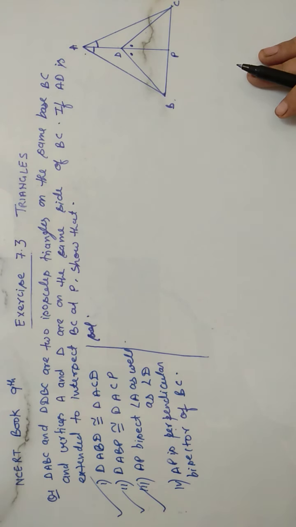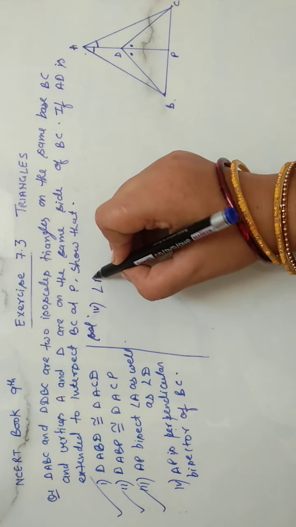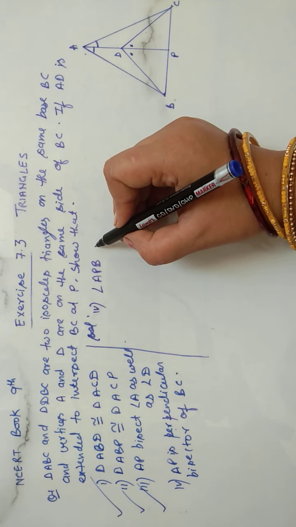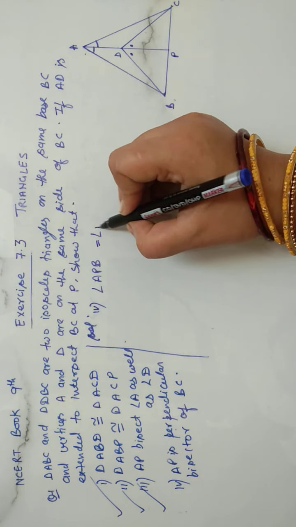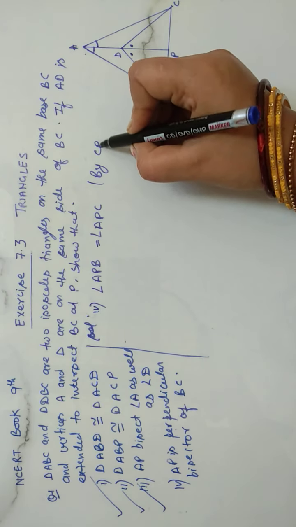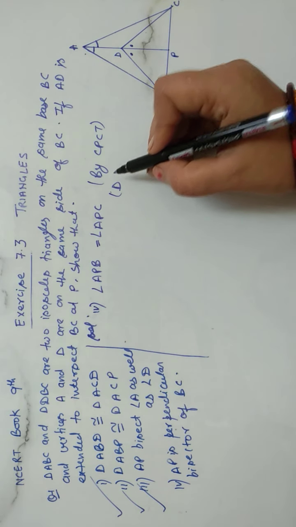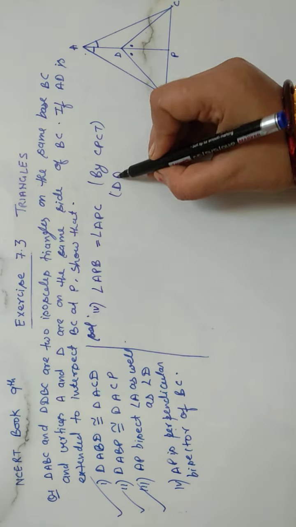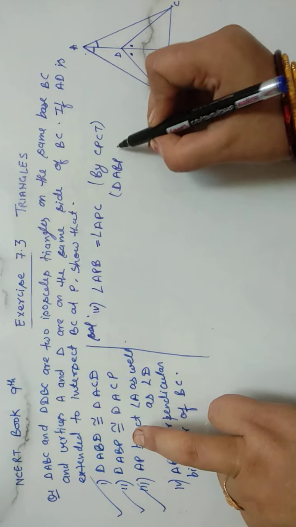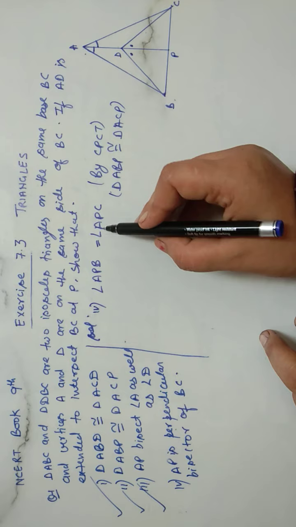So now see the fourth point we need to prove. Now what we know is that angle APB is equal to angle APC. Why? By CPCT, because triangle ABP is congruent to triangle ACP. So now these two angles are equal.